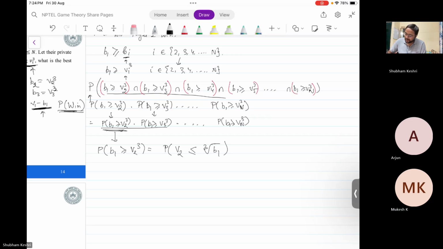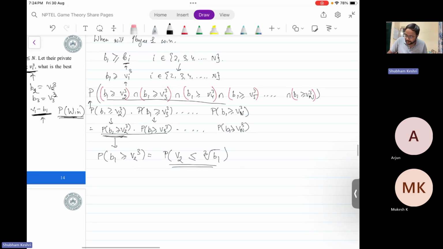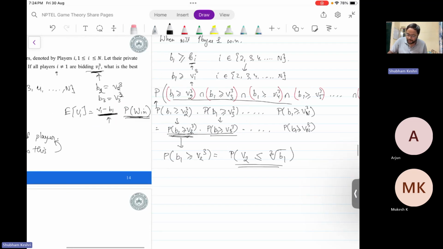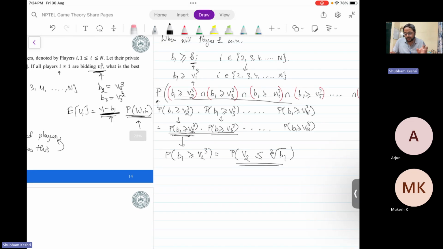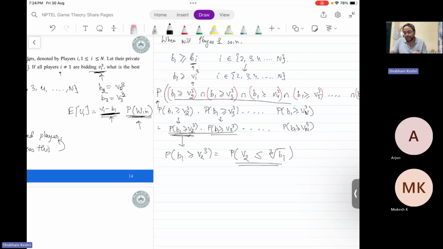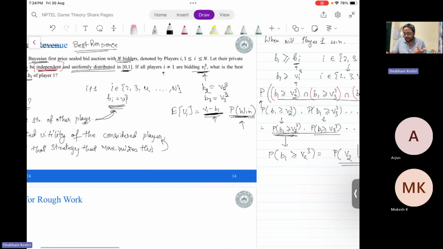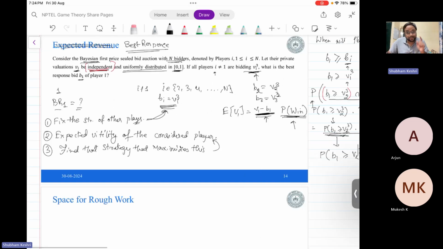Yes. And then you can use the probability distribution function, whatever it is, and then solve this problem, multiply this times this times this, and you can obtain the probability of winning. Then you can obtain the expected utility, and when you differentiate the expected utility, you can obtain the best response. So this is how this problem will be solved. Any questions?